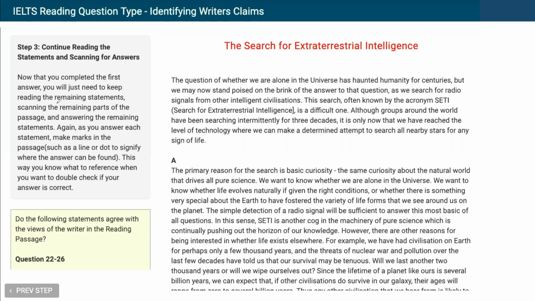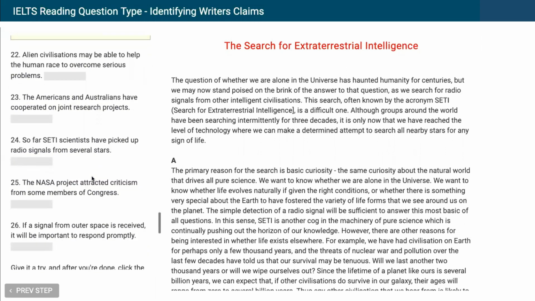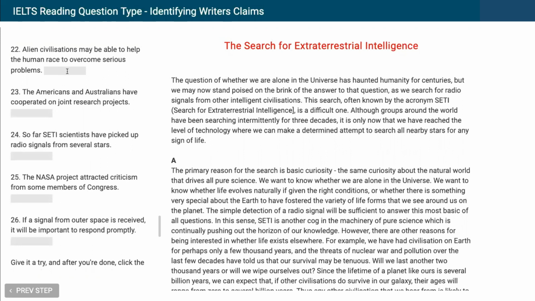Okay, so we're going to just read the remaining statements. We're going to scan the remaining parts of the passage and answer as we go on. If we need to, we can make marks in the passage, but since we'll be doing it together, I doubt we'll be skipping any questions. Okay, let's scroll on down. We already have yes for number 22. I'll write that in all caps, just like the exam, because I like to write in capital letters for the exam to make sure everything is precise and clear.